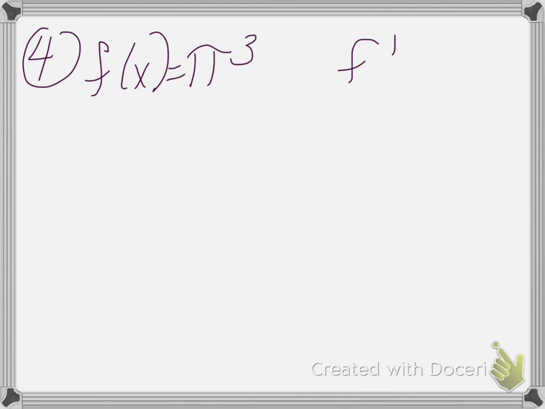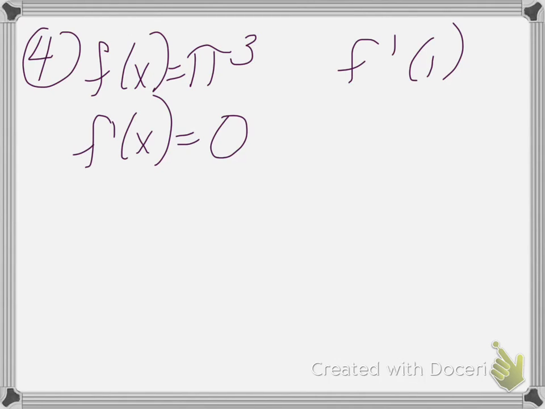Okay, for number 4, we're supposed to find f prime of 1, and typically you'd find the derivative and then you substitute in 1, but when you take the derivative, you should get 0, because pi cubed is just a constant. The derivative of a constant is 0, so there's nowhere for you to plug that 1 in, so the answer is just 0. That's a nice simple one.